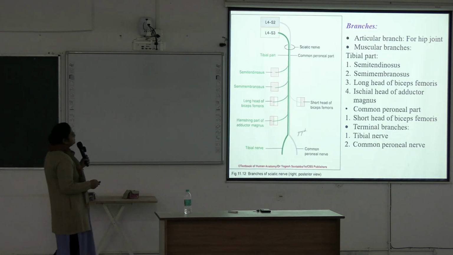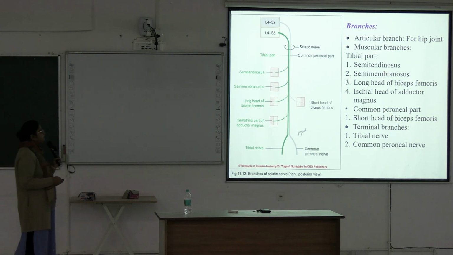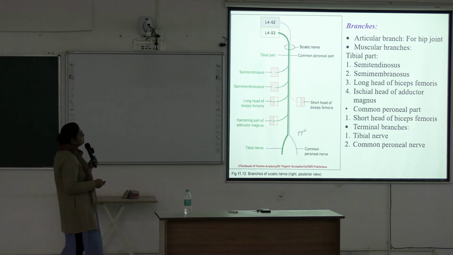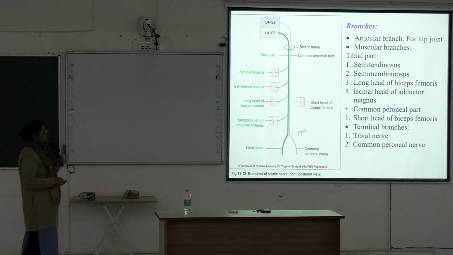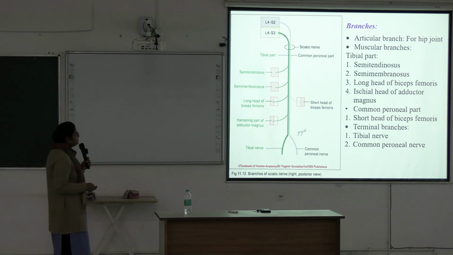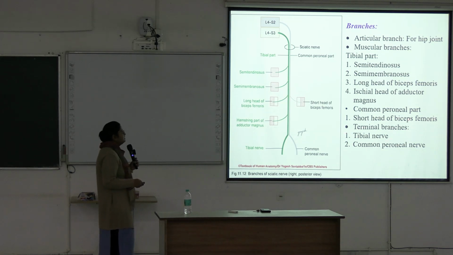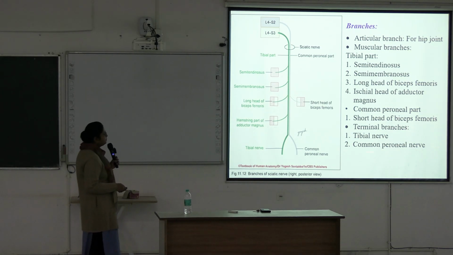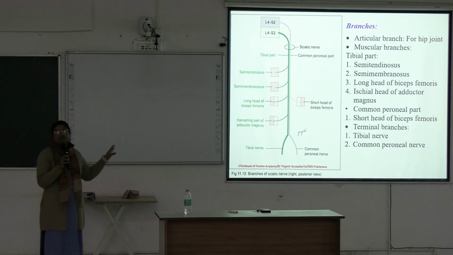These are the branches: articular branch to hip joint, muscular branches. The tibial part supplies semitendinosus, semimembranosus, long head of biceps, ischial head of adductor magnus, and the common peroneal part supplies short head of biceps femoris, and these two are the terminal branches: tibial nerve and common peroneal nerve. Okay, so these branches are very important for sciatic nerve. Branches of femoral nerve and sciatic nerve, and their root values are very important.